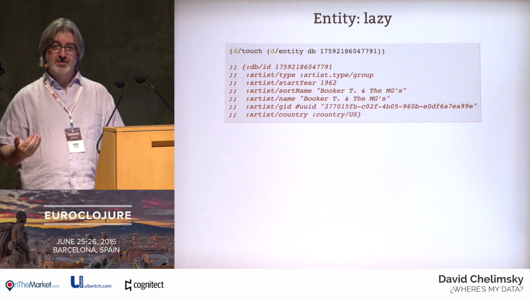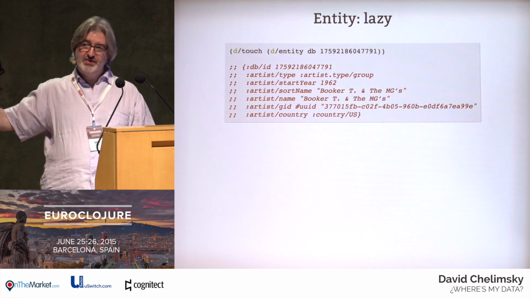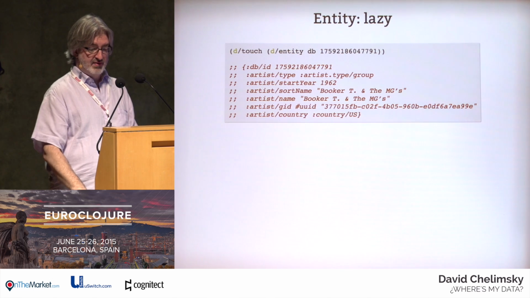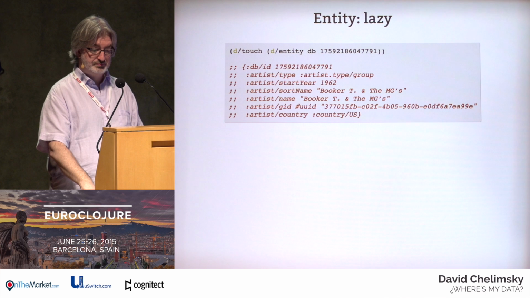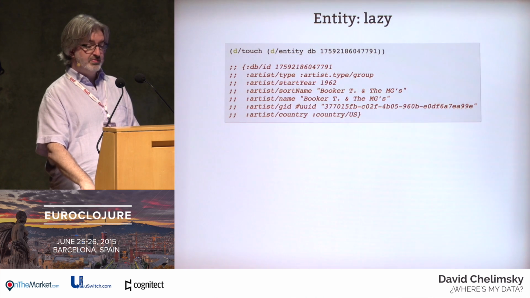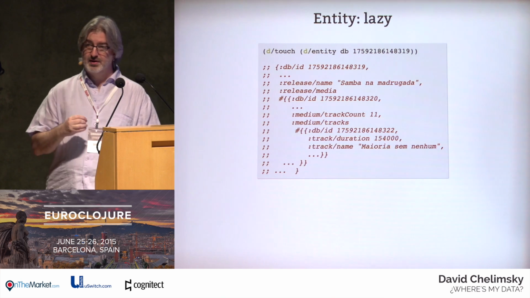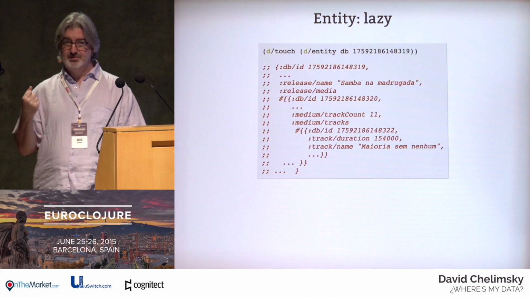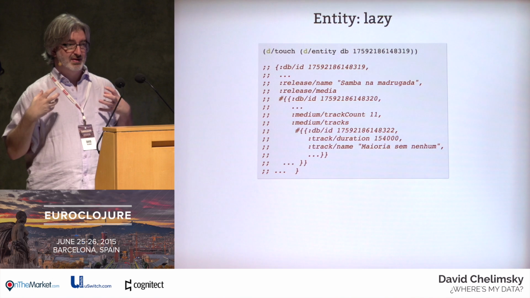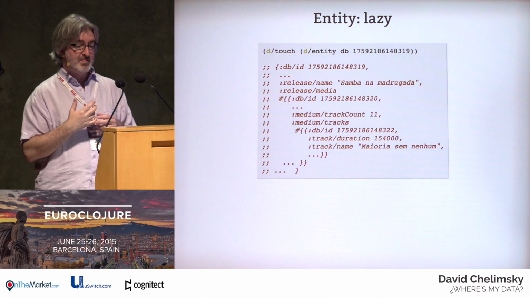There's a touch function which says, get me all of the attributes and their values all in one go. This is something you may or may not want to do, because if you do it with an entity that sits at the top of a deep graph, you're going to be pulling back a lot of data all at once that you may or may not care about.